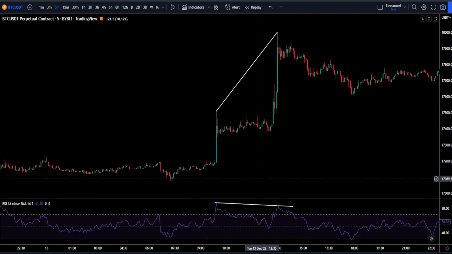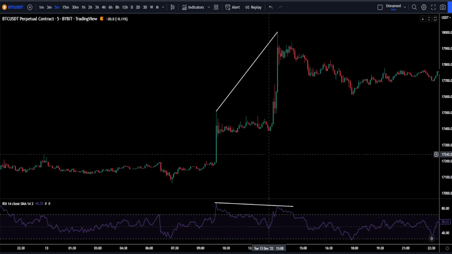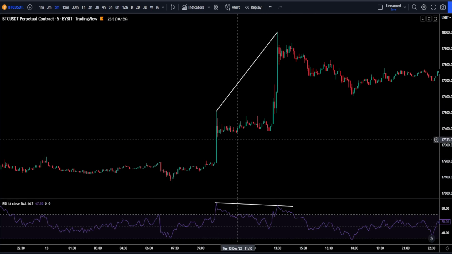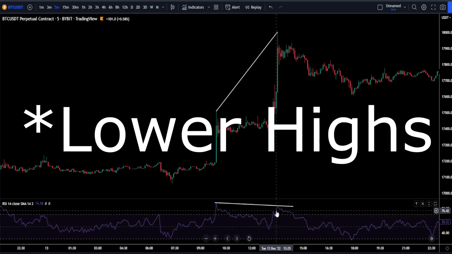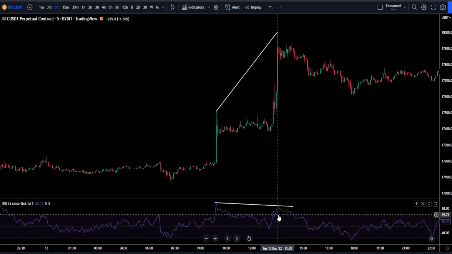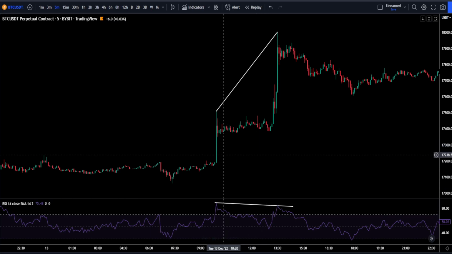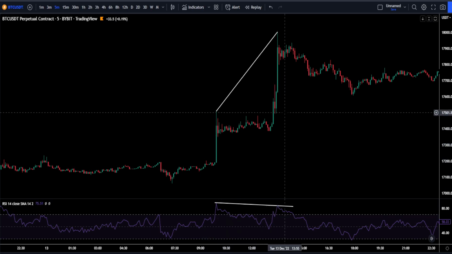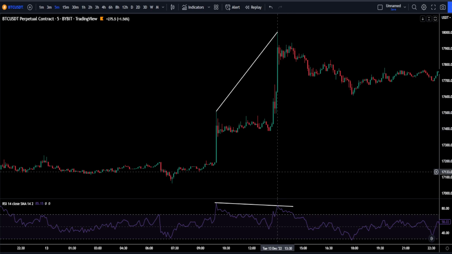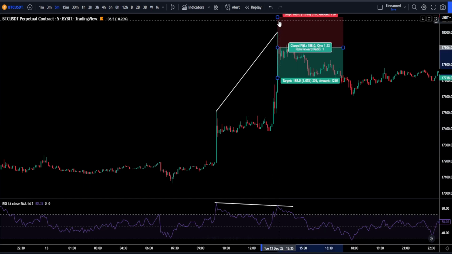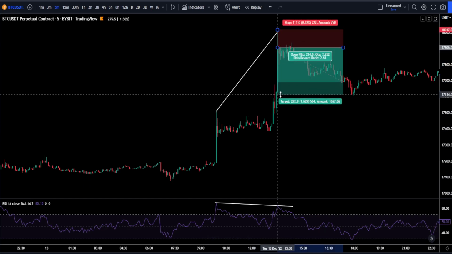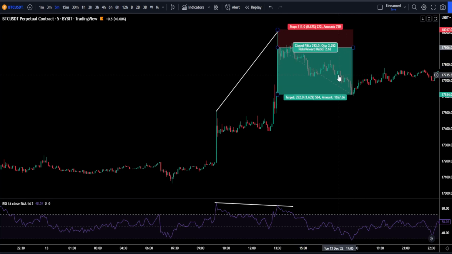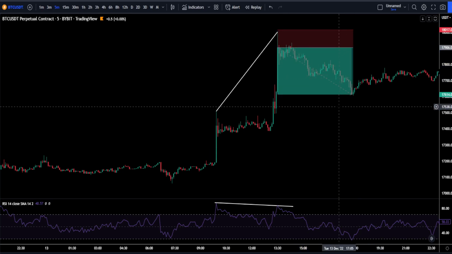Now you can clearly see the divergence between the price action and the RSI indicator. Higher highs on the price action and lower highs on our indicator. This indicates that the asset isn't being traded at the right price. This can be due to empty volume pushing the price up. So in this case, we would have taken a short here. And as you can see, the trade would have been very profitable.